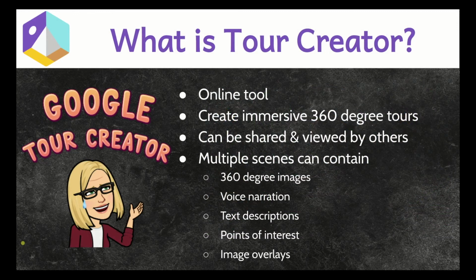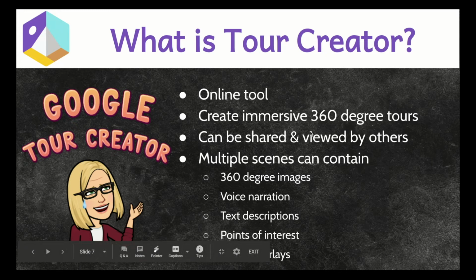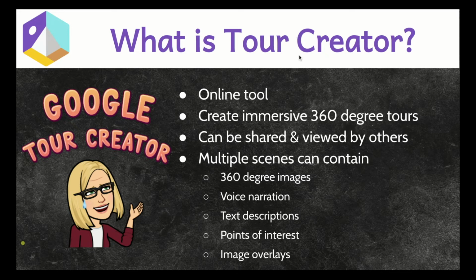Okay, so what is Tour Creator? All right, so Google Tour Creator is an online tool. It uses immersive 360-degree tours, and it can be shared and viewed by others. You can add multiple scenes, and these scenes can contain 360 images, any kind of voice narration, text descriptions, points of interest, image overlays. So what we're going to do is go out to our arvr.google.com/tourcreator site, and we're going to start building a tour of Yellowstone.